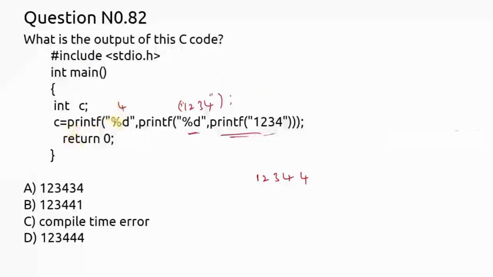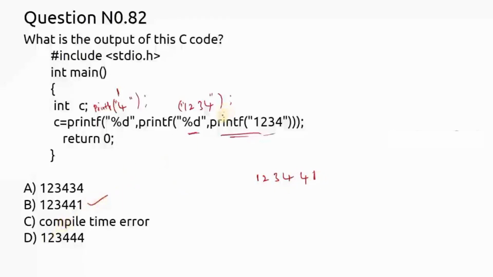Now you can observe, again printf percentage d value will be 4. That means this statement will be like this, printf 4. So what is C equal to? C equals printf 4. Now what is printf 4? How many symbols are there? Only one symbol. So the C value will become 1 now. So totally it has to print 1 2 3 4, then 4, then 1. The answer B is the correct answer.